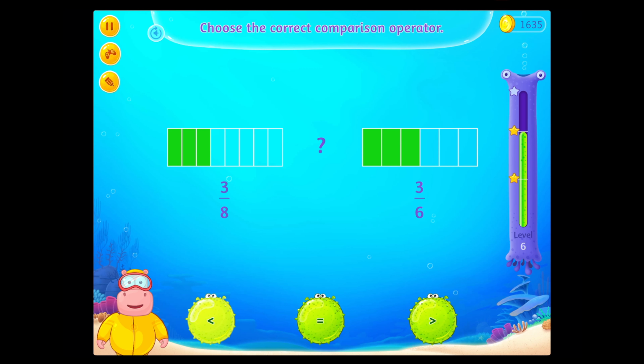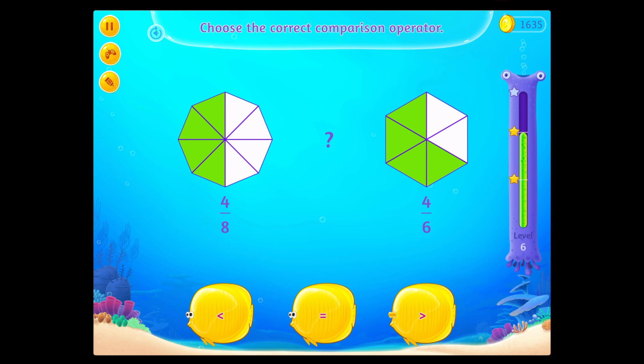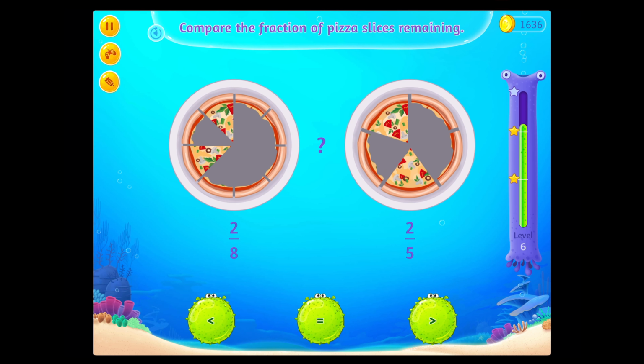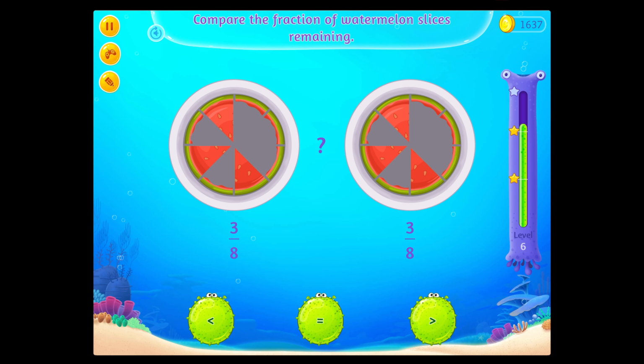Good going! Choose the correct comparison operator. Fabulous! Compare the fraction of pizza slices remaining. Fantastic! Compare the fraction of watermelon slices remaining. Congratulations! You've done it!